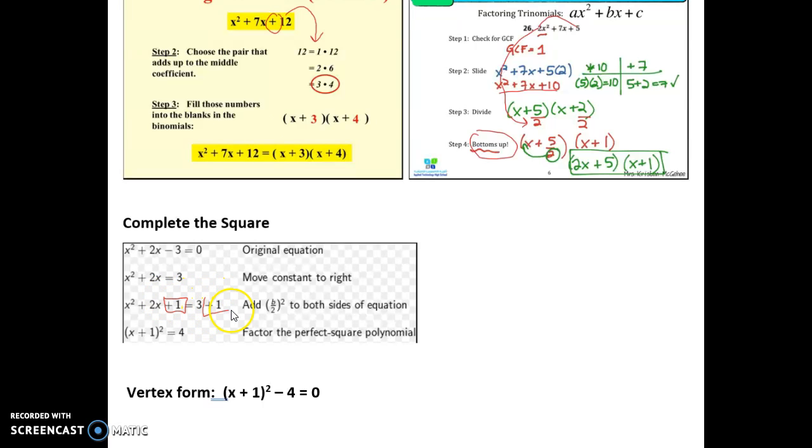Whatever you do to one side, you have to do to the other. And when you do this, you take the b value, divide it by 2, and square it, and that becomes your new c value. And the whole purpose is to make a perfect square trinomial. In this case, this factors to x plus 1 squared. Now, vertex form, we've talked about. Vertex form is just bringing that constant back over to the left-hand side and then having a y at the end. So those are the quadratics.